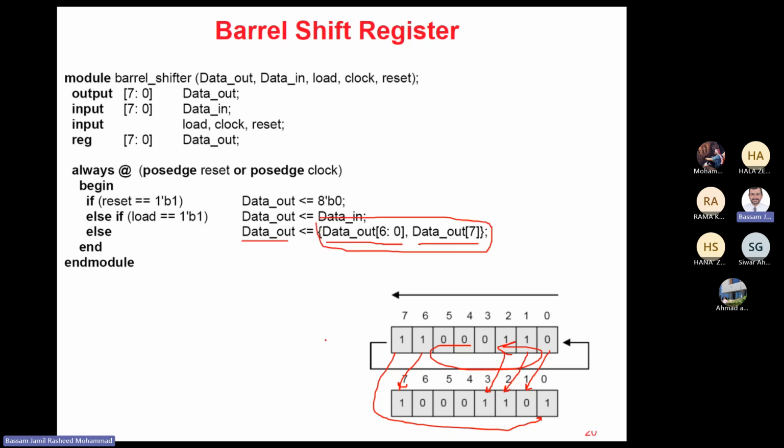So d out equals the lower bits, plus the 7th bit goes to the least significant bit. Right. So this is the original, and this is the output.